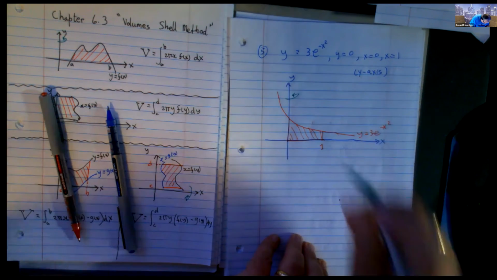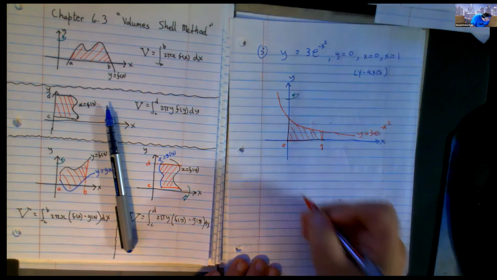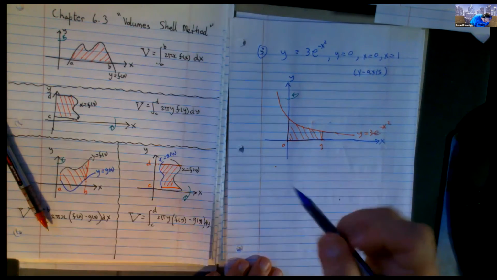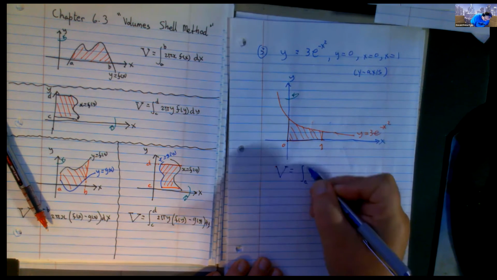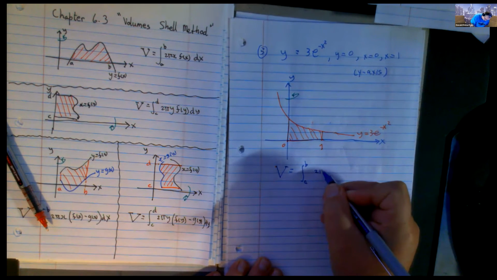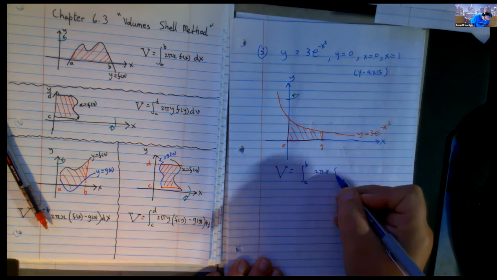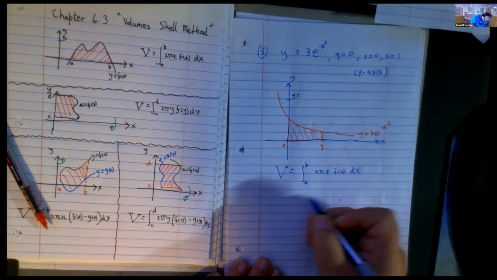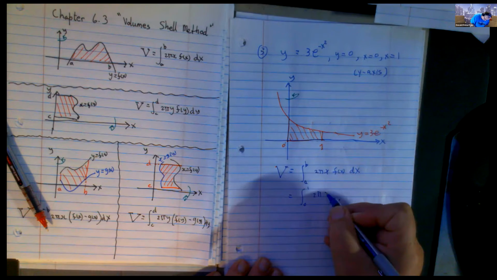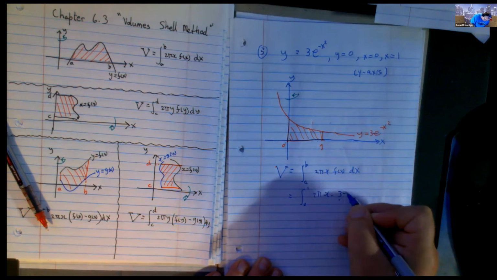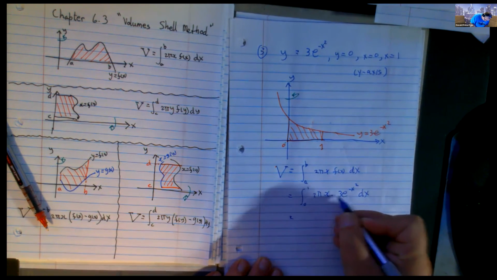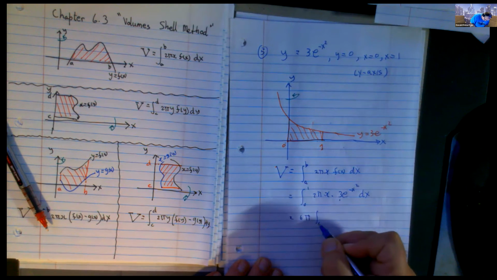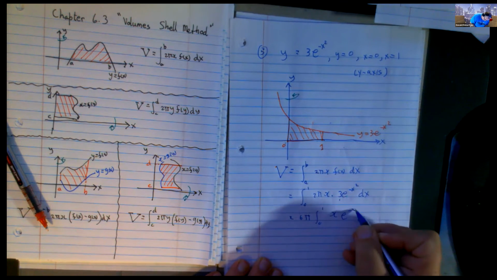So I can set that part up. It is going to be a single curve, so it's going to be the integral from a to b of 2 pi x f of x dx. It's going to be from 0 to 1 of 2 pi x times 3e to the negative x squared, which is what f of x is, dx. What I would do now is pull out the 6 pi and leave behind that ugly guy.